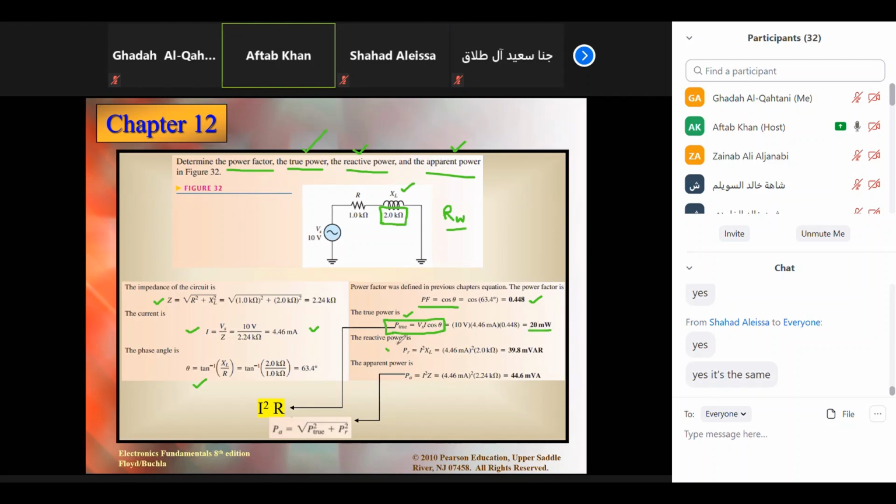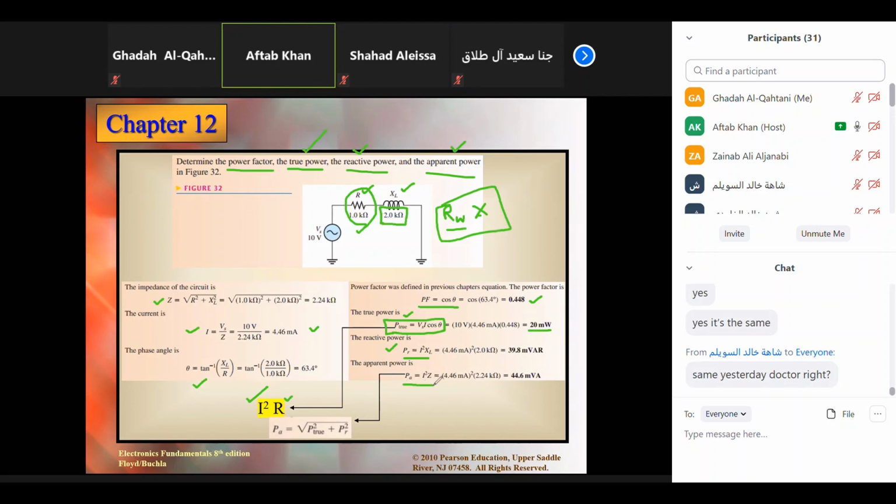Now for the reactive power, PR, this is I square XL. True power can also be calculated this way, because in this circuit we already have a resistance. RW is not given. RW is required when we have only the inductance in the circuit, but we already have resistance here. So true power will be consumed in this resistance. RW is not mentioned, so we don't need it. So it is I square R. This can be calculated either this way or this way. Yesterday we did that.